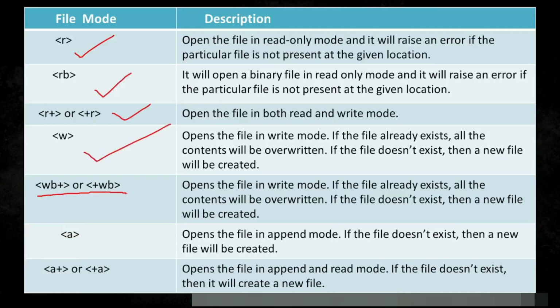And now we have this wb plus and plus wb, both are similar. It is used to open the file in write mode. If the file already exists, all the contents will be overwritten. If the file doesn't exist, then the new file will be created. Now in this w mode or write mode, we have missed one thing, that is if the file doesn't exist, then the new file will be created. So let's see this point.